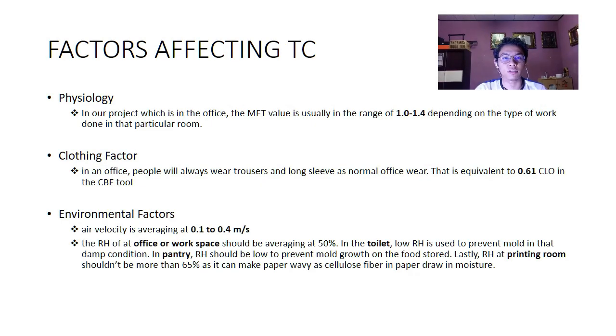Affecting thermal comfort, the first one is physiology, and the MET or metabolic rate in this project is 1 until 1.4, depending on the type of work being done. The clothing factor is 0.61 because all the types of clothes worn in the office are the same. And also the environmental factor, air velocity, is in the range of 0.1 until 0.4, and the relative humidity depends on the type of room, from 50% in the office space, and for example in the printing room it should be more than 65%.